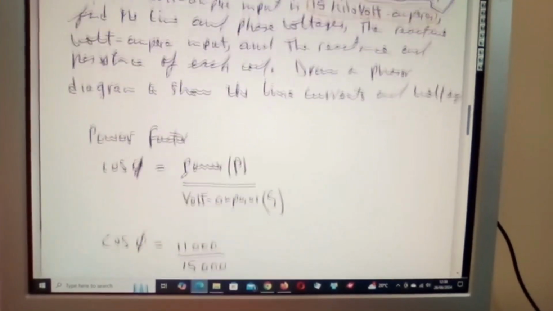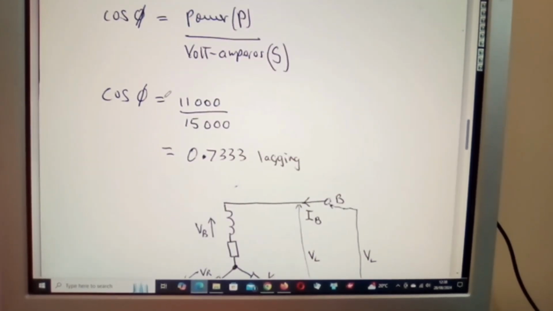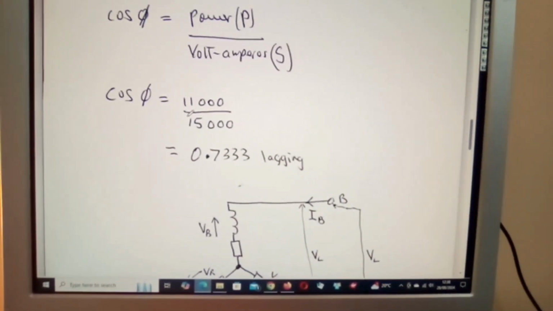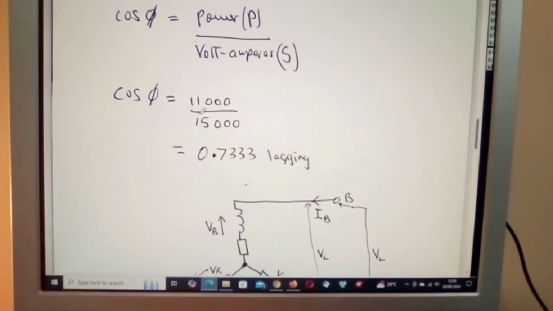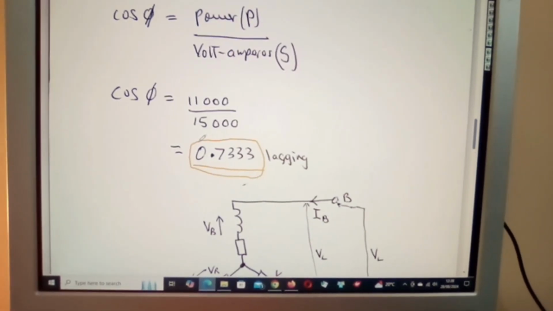So, looking at this now, power factor cos theta equals power P over volt amperes. And for cos theta, we need to find whether the angle is leading or lagging. And we can see here that it is lagging by 0.733.